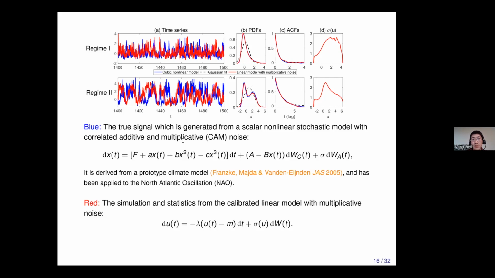So usually in nature or in many applications, you don't know the underlying dynamics, but you will just get this time series, the blue curve. So you want to find a simple way to model this blue curve, right?